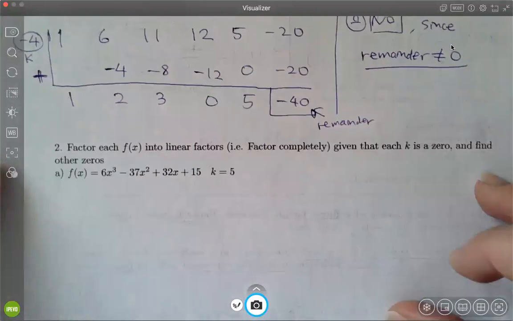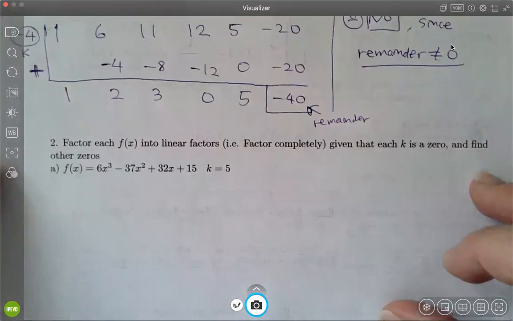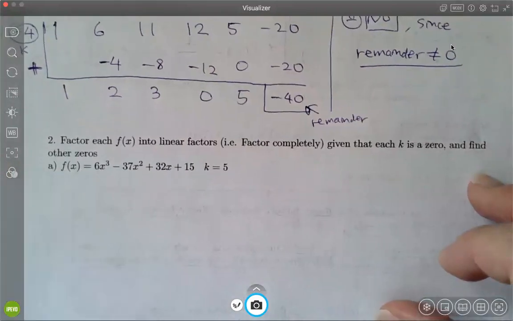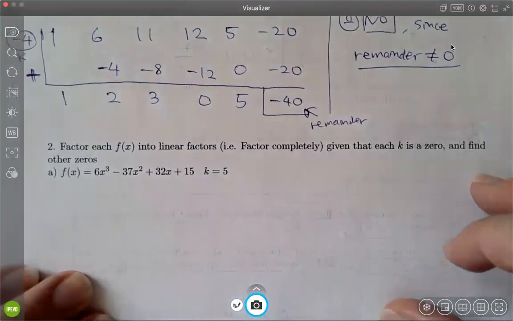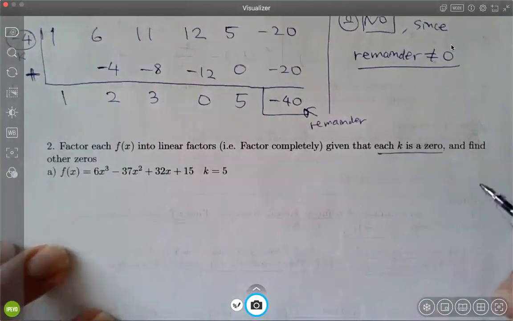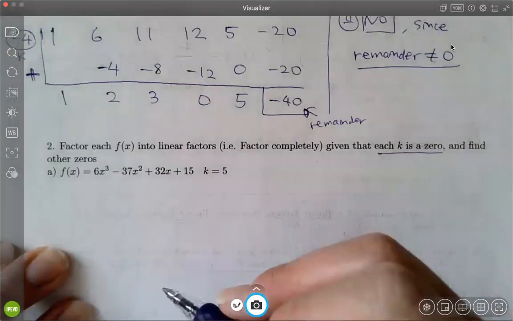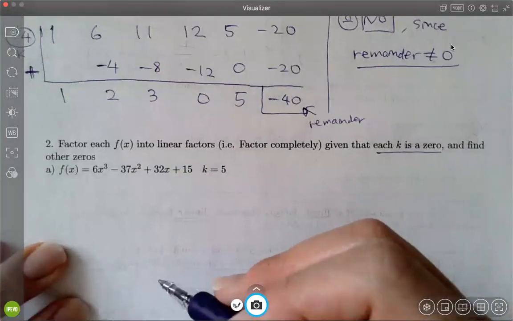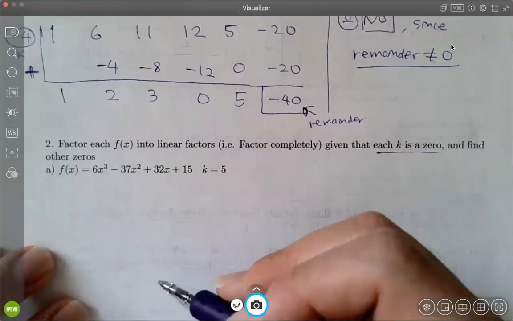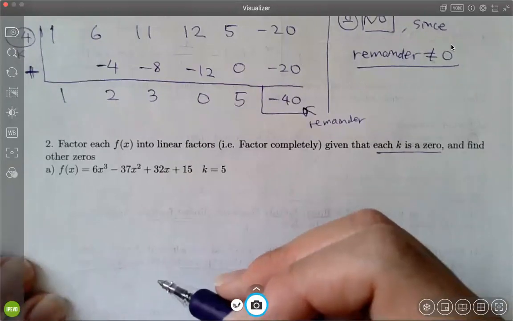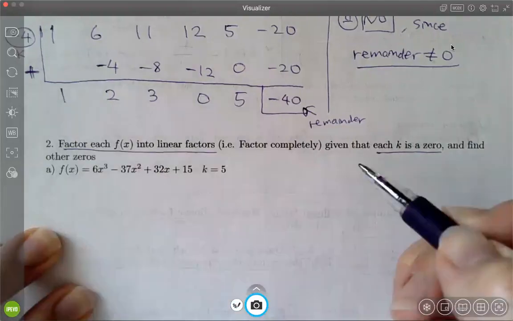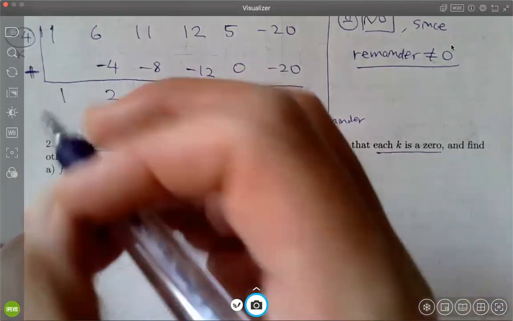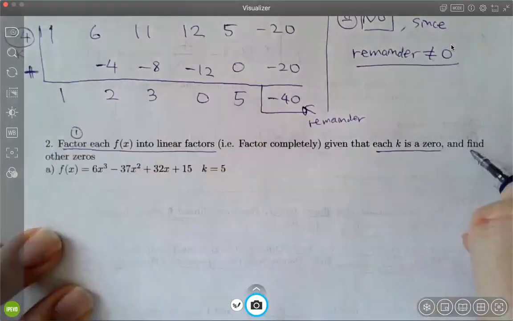Factor each f of x into linear factors. And remember, I just said a few minutes ago that that means factor completely. Given that each k is a 0, and then find other zeros. If you read this problem carefully, it consists of 2 parts. Number 1, you have to factor f of x completely. That's the first task. And then task number 2, you have to find other zeros.